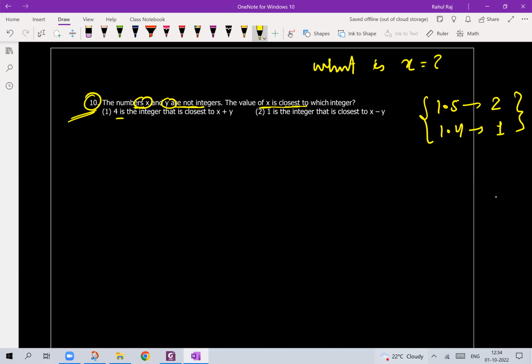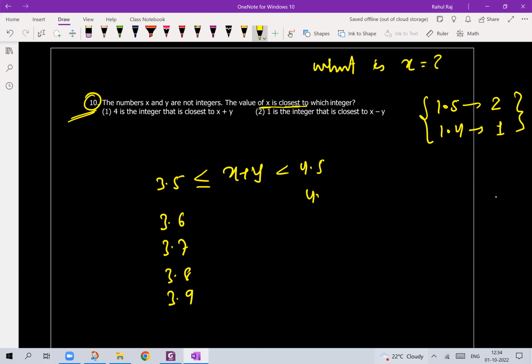So see, 4 is an integer that is close to x plus y. What do you mean by this? You know that x plus y is not an integer. Can I say x plus y lies between 3.5 and 4.5? Because if x plus y is 3.6, 3.7, 3.8, 3.9, or 4.4, 4.3, 4.2, 4.1, what will all these numbers round to? It will round to 4 only, no?